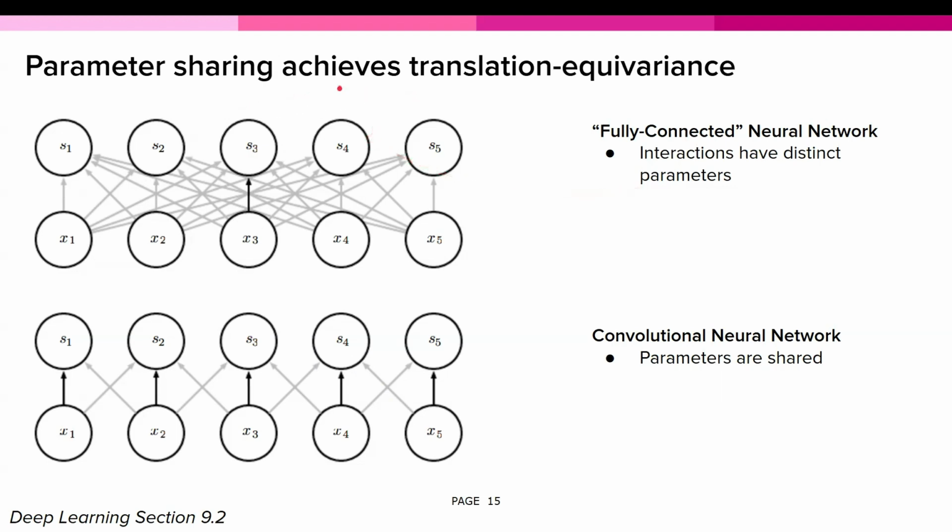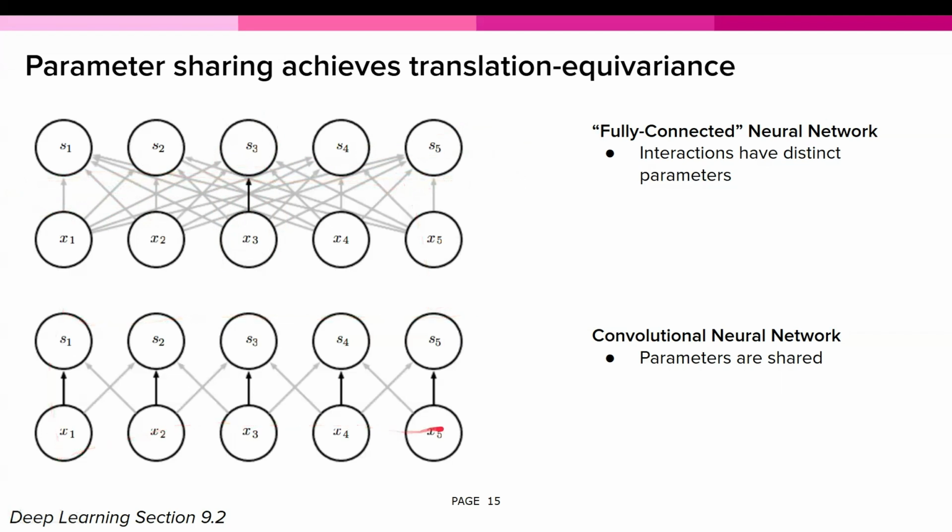So for example, in a fully connected network, each connection between inputs and outputs is going to have its own distinct parameter. So for example, the central weight used to connect S3 to S3 is a unique connection, a unique parameter that's not used anywhere else. Every such connection is going to have its own parameter. And so we're going to have a lot of parameters in this network.